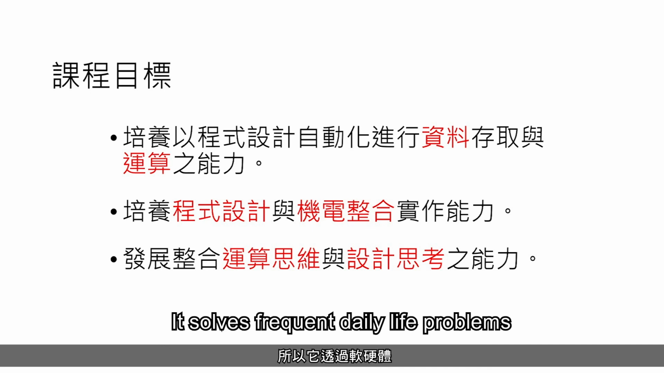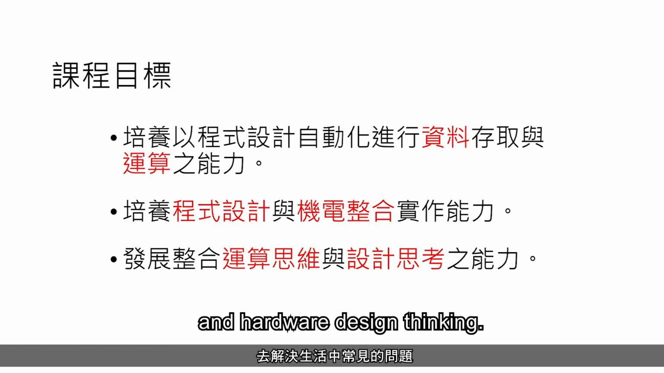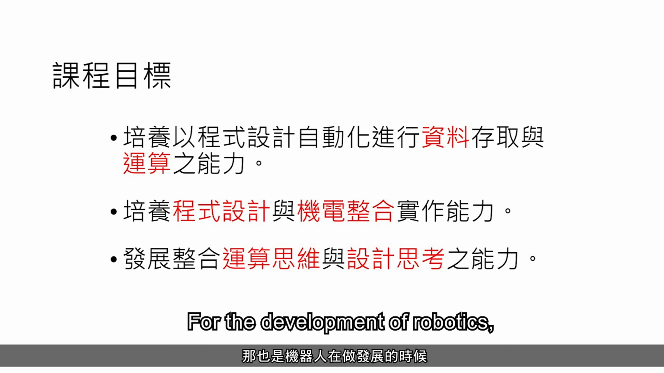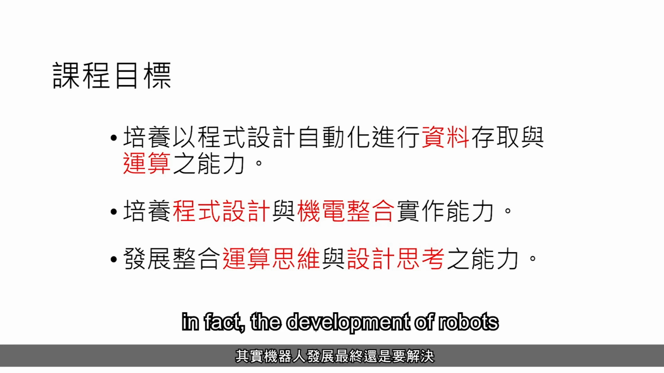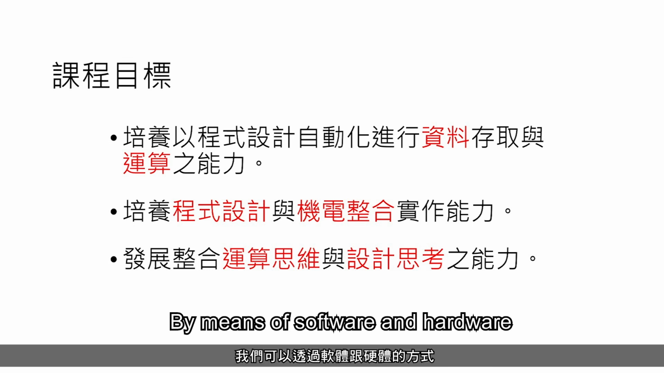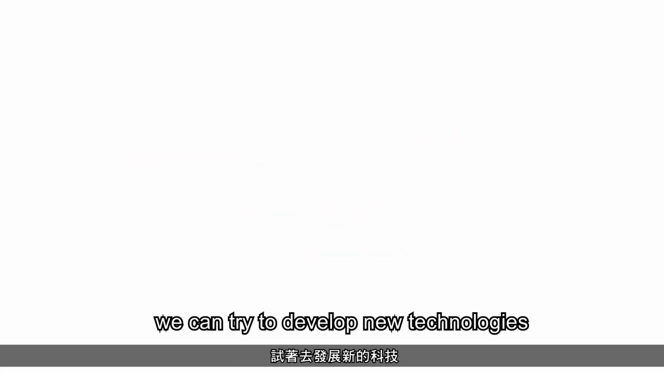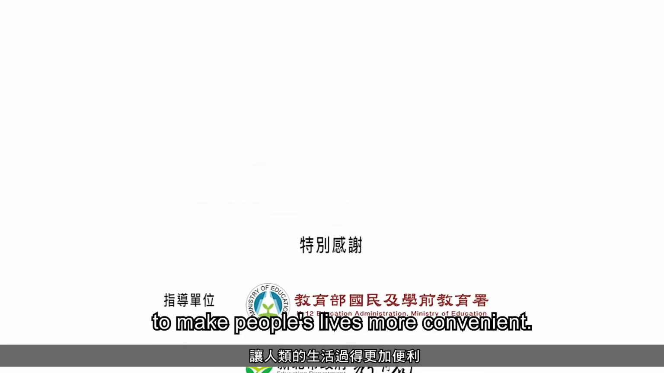It solves frequent daily life problems by means of software and hardware design thinking. For the development of robotics, in fact, the development of robots ultimately is to solve problems of human lives. By means of software and hardware, we can try to develop new technologies to make people's lives more convenient.